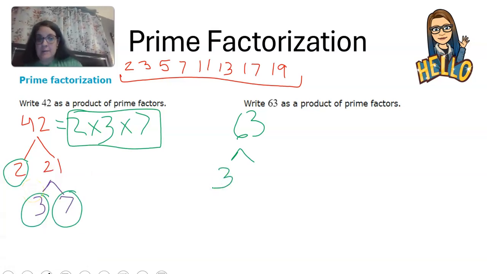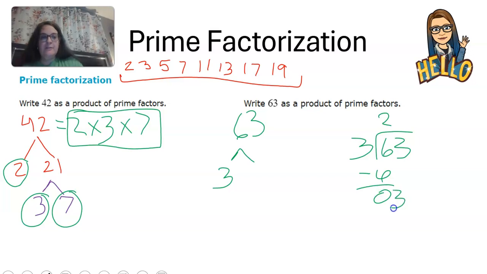So the question is how many times 3 will go into 63. 3 goes into 6 2 times. 2 times 3 is 6. Bring my 3 down. 3 will go into 3 1 time. 1 times 3 is 3. So 3 goes into 63 21 times.